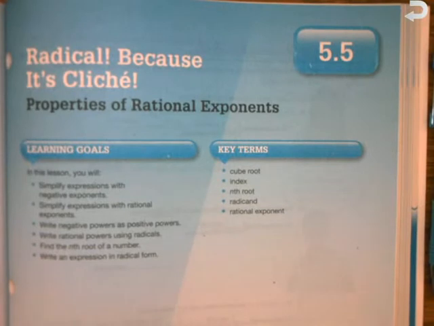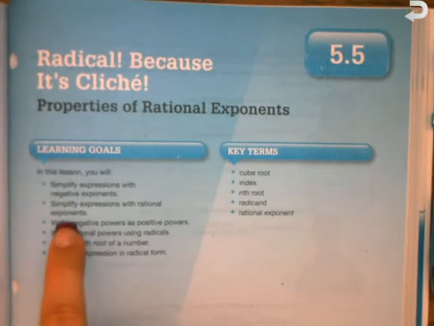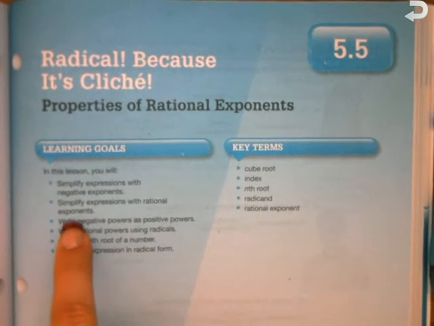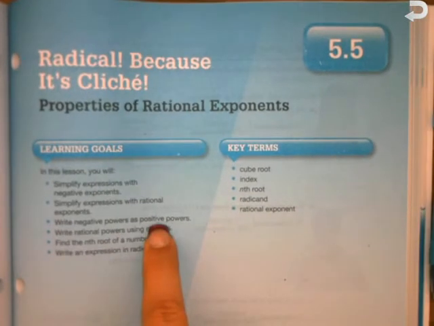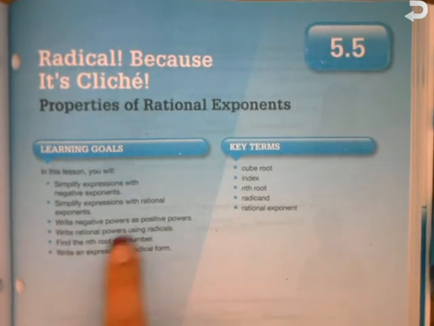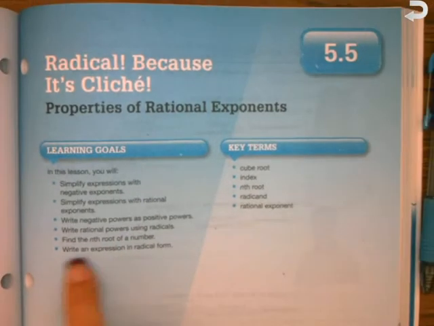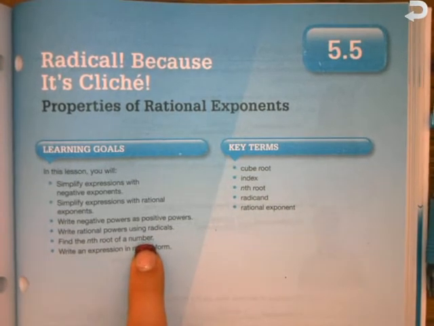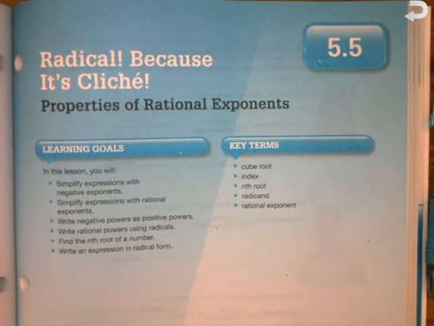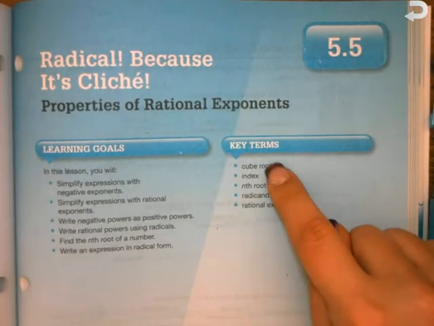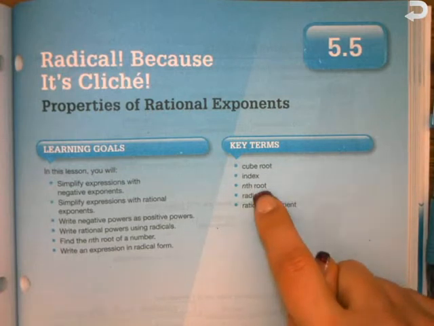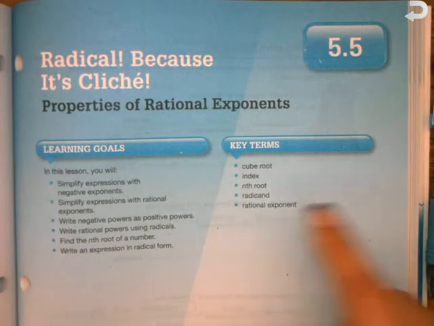We're going to simplify expressions with rational exponents, which will be defined in a second. We're going to write negative powers as positive powers, and we're going to write rational powers using radicals, going back and forth. We're also going to find what we call the nth root of a number, and we're going to write an expression in radical form. You have key terms here: cube root, index, nth root, radicand, and rational exponent.